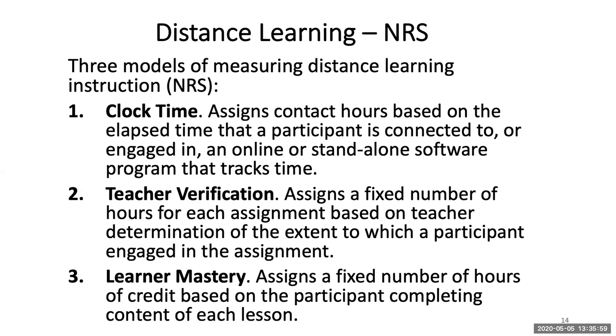Okay, more review from part one. Here are the three models. I went over it a little bit, Penny went over it a lot, but those three models in the NRS guidelines are clock time, teacher verification, and learner mastery and review. Clock time is simply measuring hours based on the clock. That is, if they're spending 30 minutes in the regular classroom, that means exactly the same thing as 30 minutes in distance learning. If you're using that approach, that's using the clock time model.